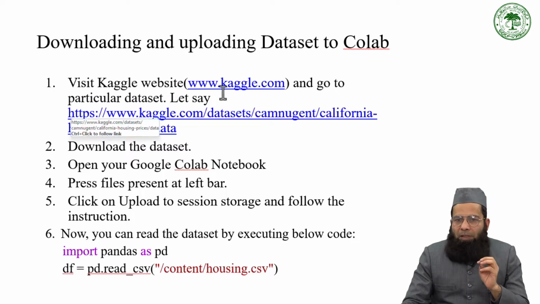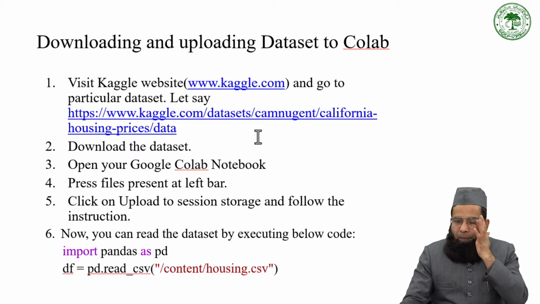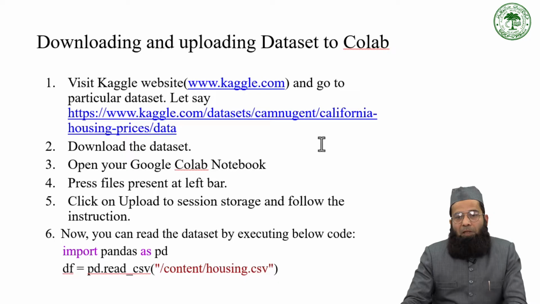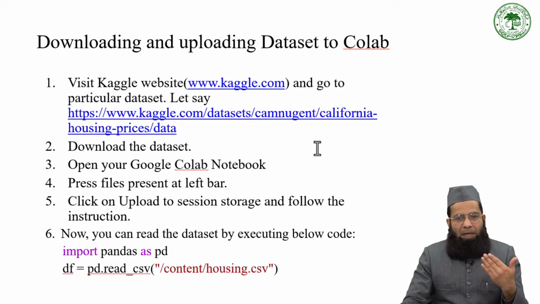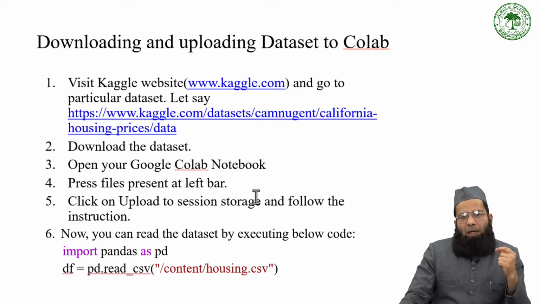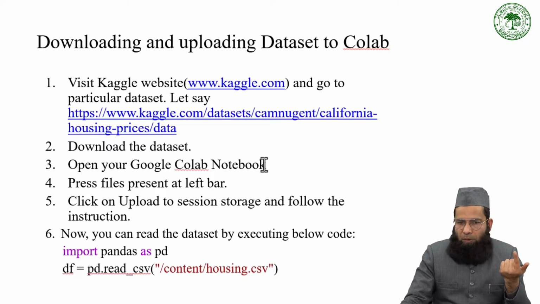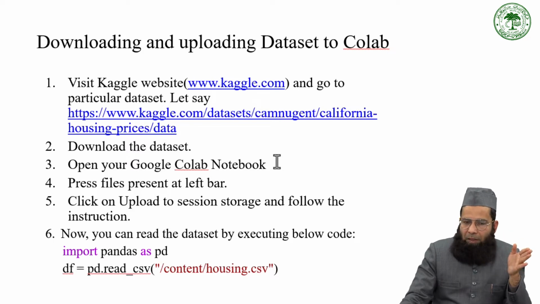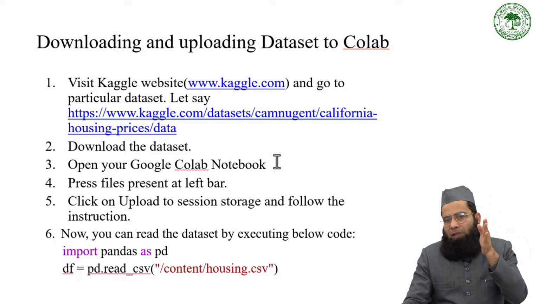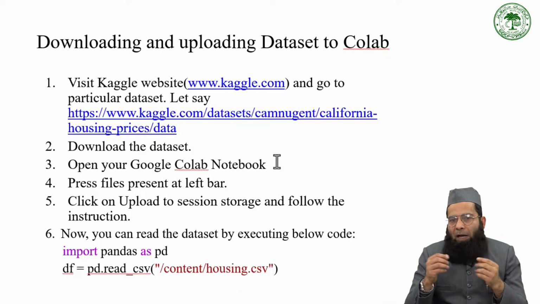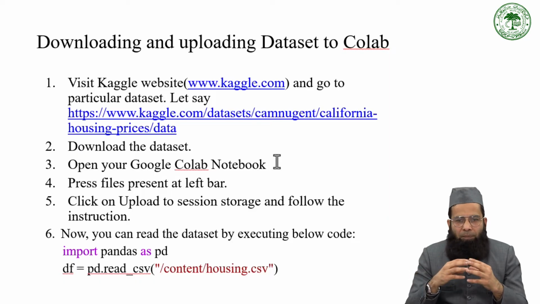So now you need to visit Kaggle again, and let's say you are trying to access the California housing price dataset. There is a dataset. Download that dataset. Again, open your Google Colab notebook, and there is an option at the left. At left, you will see a file option. Click on it, and you need to click the option upload to session storage and follow the instructions. Now you can read the dataset by executing this code.